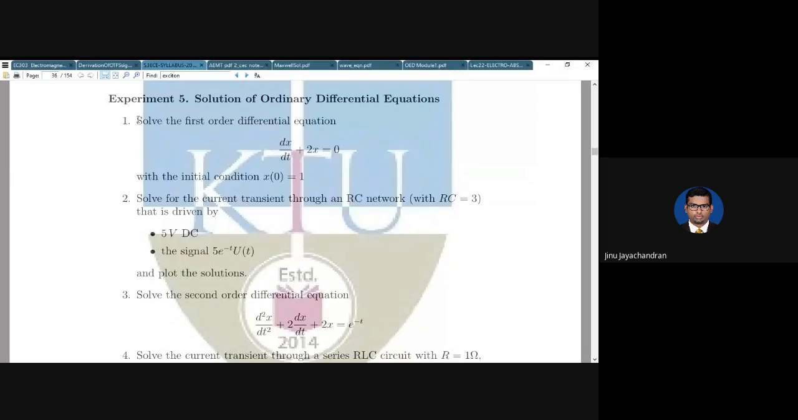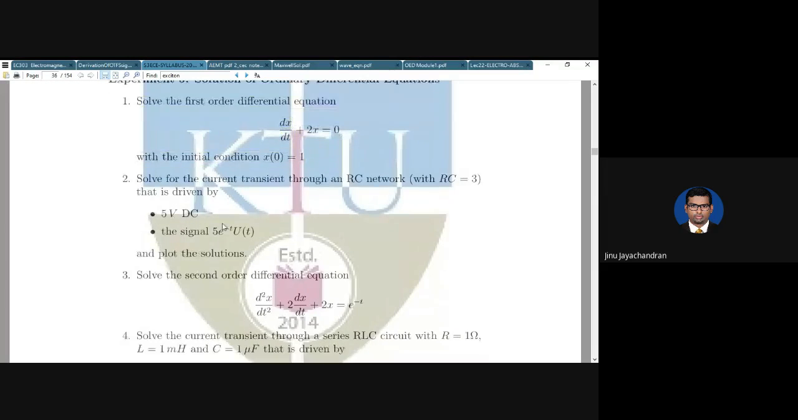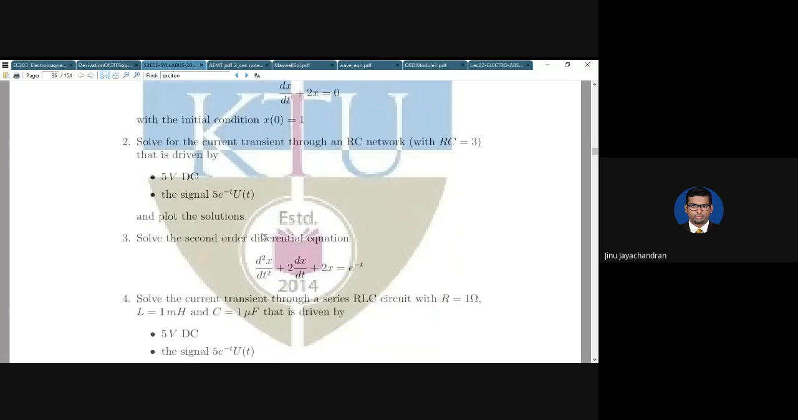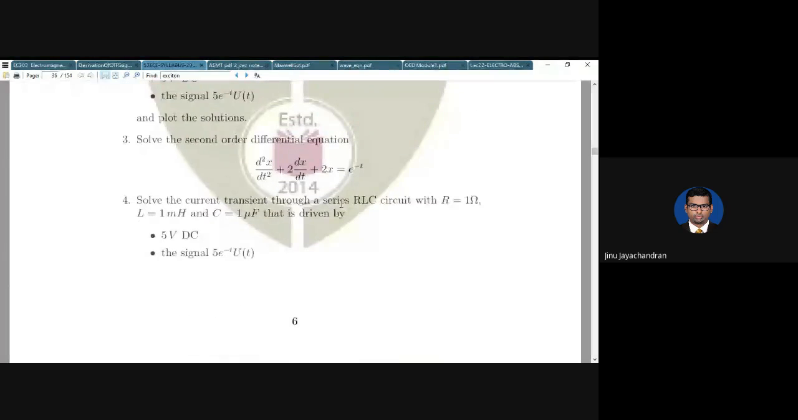So initially solve differential equations like this. Then there is a current transmission through an RC network that is driven by 5-volt DC. The signal is 5. So the initial condition, when you're applying a constant voltage and then applying a voltage at t equal to 0. Similarly, for the second order differential equation case, you have an RLC circuit. So I am asking you whether you have been taught the transients in an RC or RLC circuit.